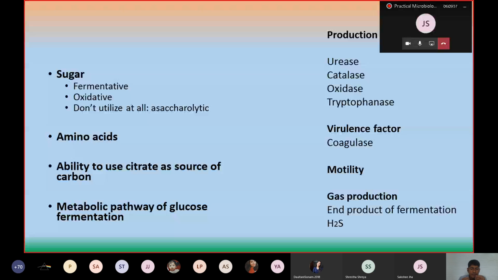So just now remember, the pathway of glucose metabolism is different. One will lead to low and stable pH, another will lead to high pH. That can be identified, and this is different in different bacteria.